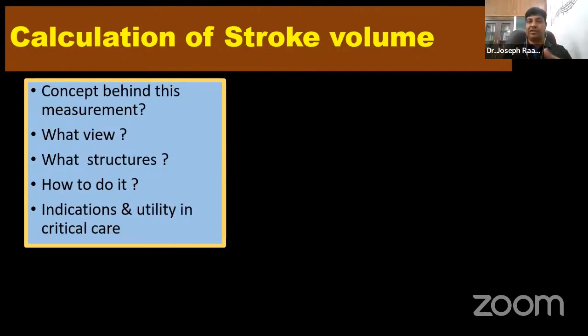So by giving the fluids, are we going to improve the stroke volume? At what level of the Frank-Starling curve is this patient's left ventricle positioned? That's exactly what we would like to know. So how are we going to calculate the stroke volume?